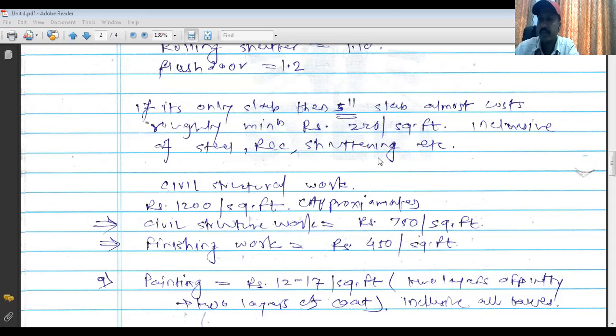So with materials, the present rates are around 1400 to 1500 rupees per square feet, and without material it again depends, 900 to 1100, around 1100. Without material it may be up to 700 also.